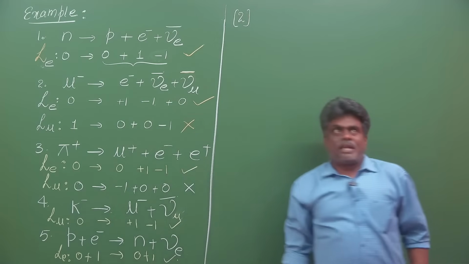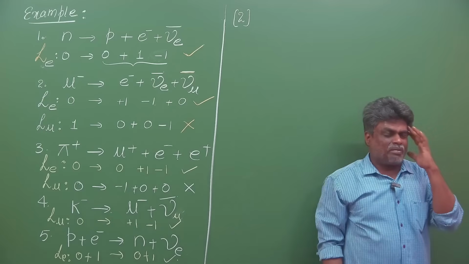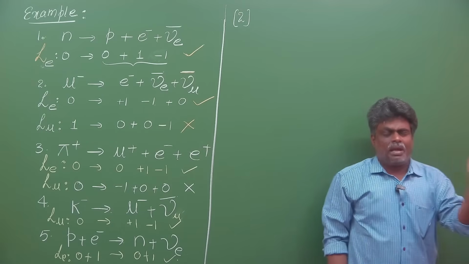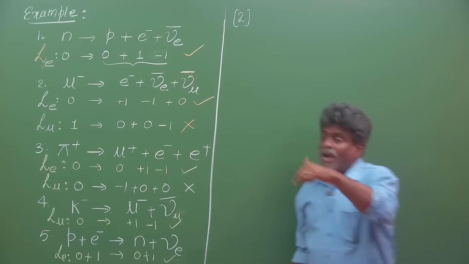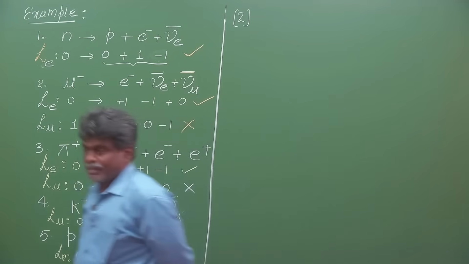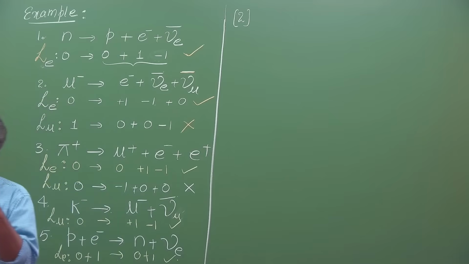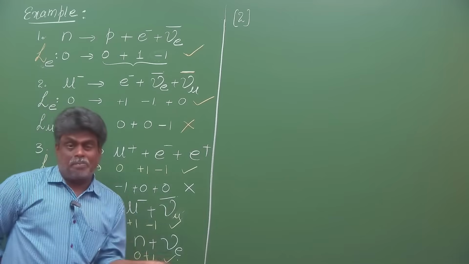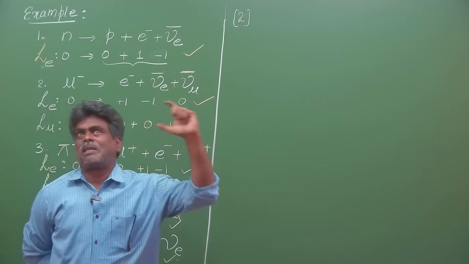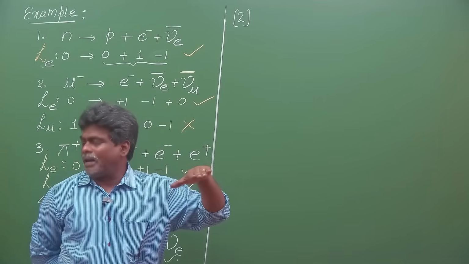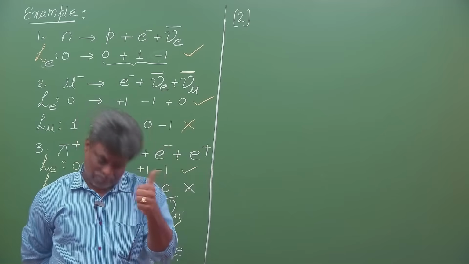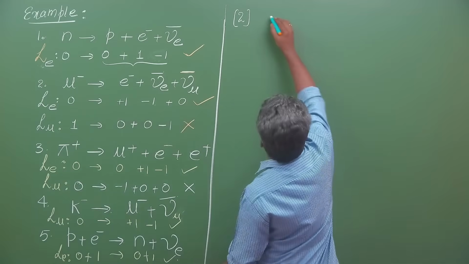So, what is this lepton number? Lepton number, for particles, it is plus 1. Anti-particles, minus 1. Other particles, 0. What are other particles? Good. How to identify whether it's a particle or anti-particle in the case of leptons? Plus sign, negative sign, bar, no bar. That's good.